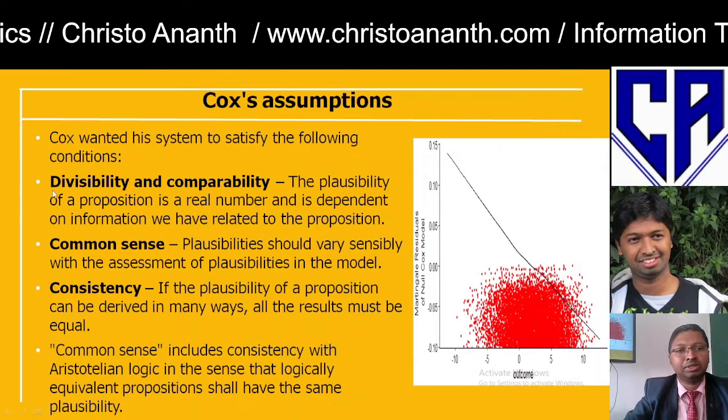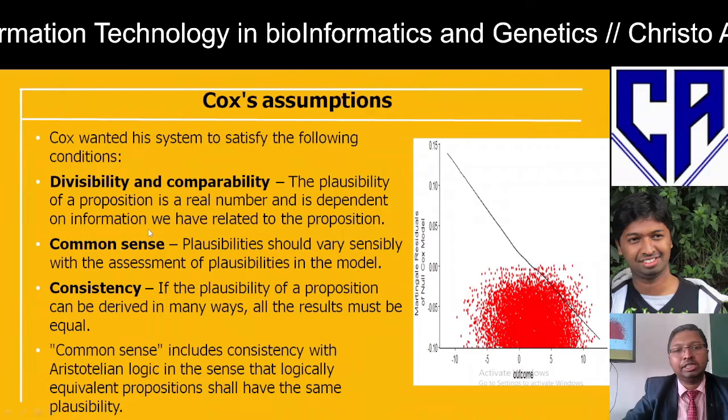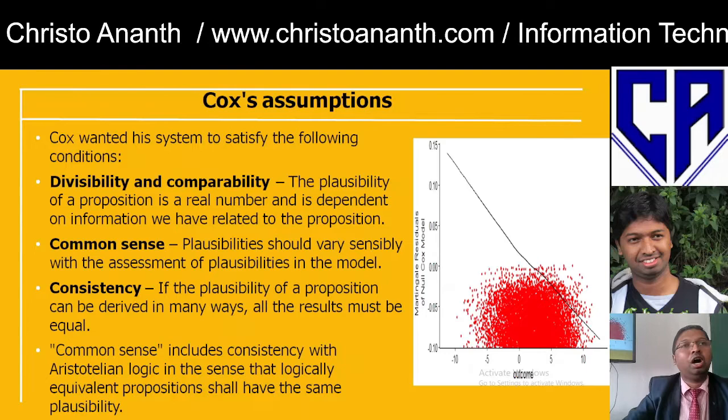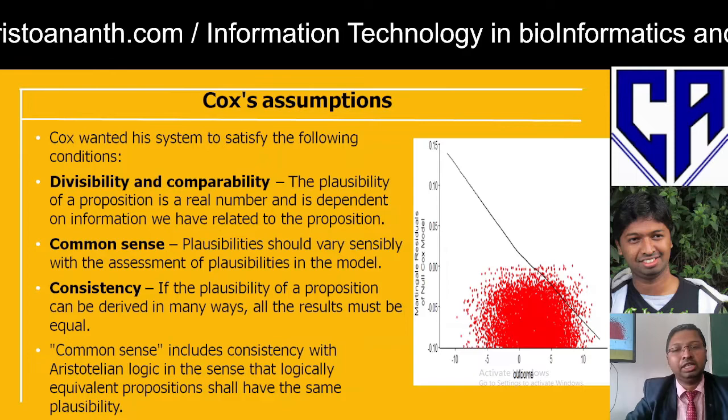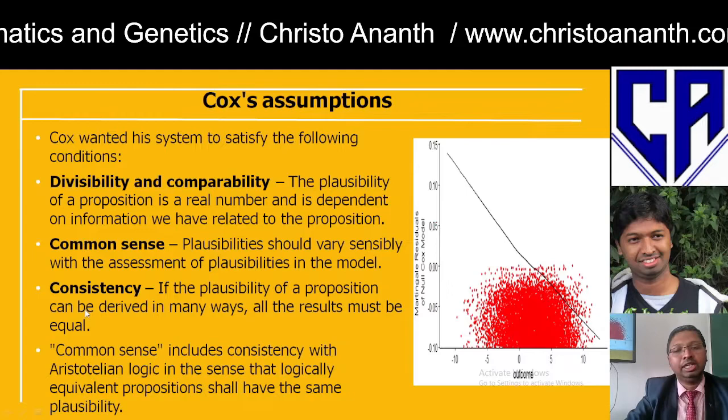So these are the Cox assumptions. We have divisibility and comparability, and then we have common sense, and then we have consistency. So the plausibility is nothing but a real number and it is dependent on the information or the proposition. And then we have common sense. Common sense means based on the real factors, based on the real situations. So how it is performing according to the assessment. Okay, and then consistency, if the plausibility of the proposition can be derived in many ways. For example, if it can extract the information in many ways, then it is said to be consistent.